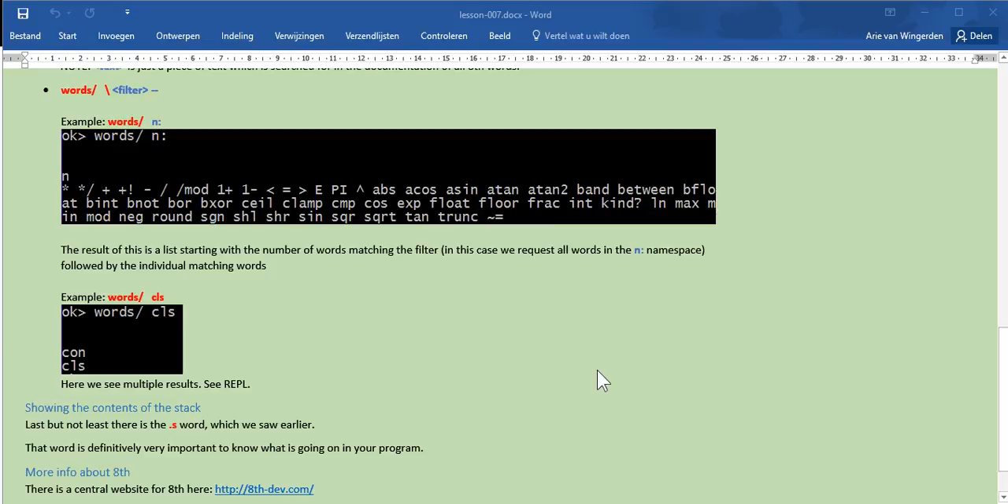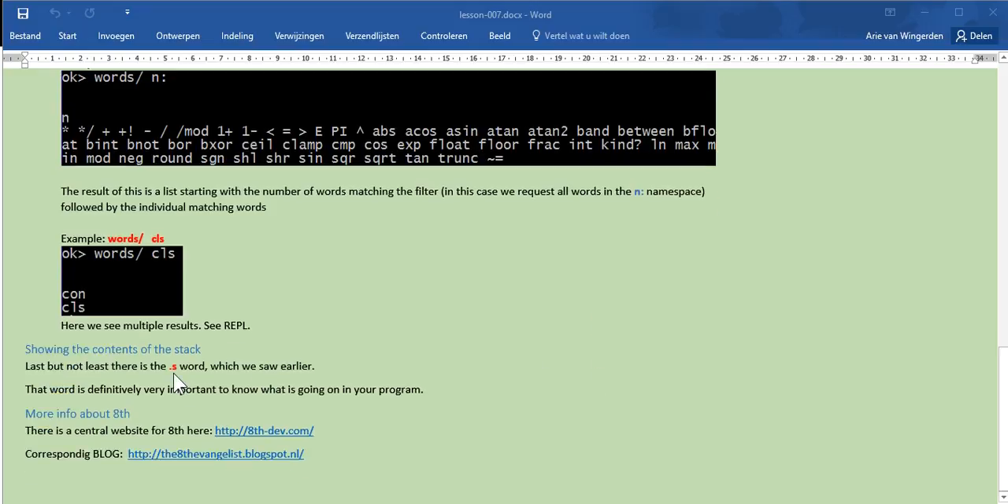And last but not least, there's always the .s word. And the .s word is to print the contents of the stack at a given point in time. It's very useful. You should always check before and after invoking a word you created yourself if it really does what you expect it to do, because then testing will be very easy to do. If you don't, you will end up in a mess, because it's almost impossible to track what's going on. So please use the .s word.